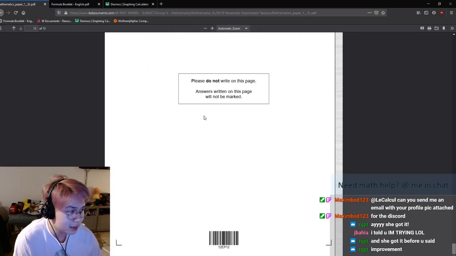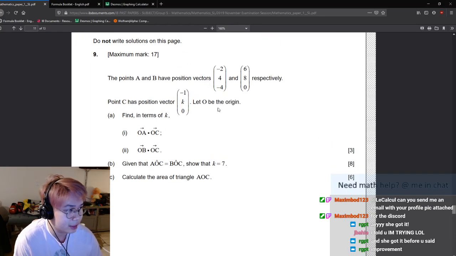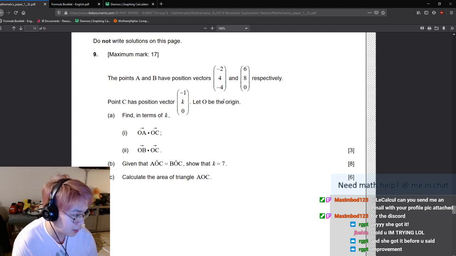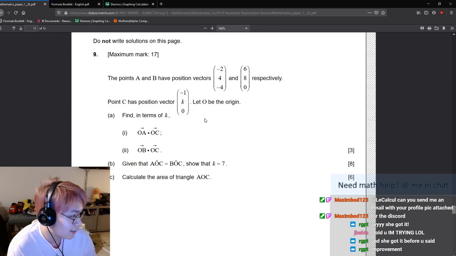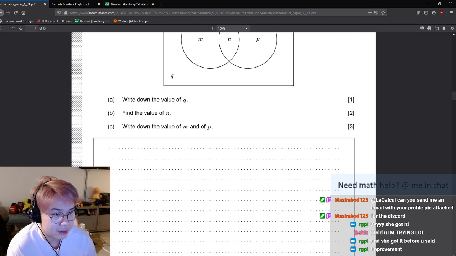Okay. Oh, I'm done the paper. So I did skip this one, which is a vector one, and vectors are no longer part of the standard level curriculum, so I won't do it. So let's see how well I did.